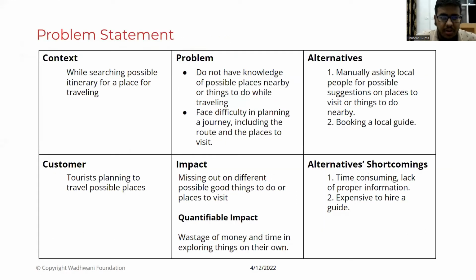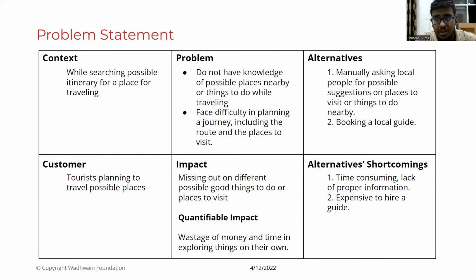The problem statement for our startup is that while searching possible itineraries for a place, the tourists who are planning to travel don't have the knowledge of what places they can visit or what things they can do while traveling. They also face problems while planning the journey. The route and the places to visit are major problems. As a result, they miss out on different possible places to go or good things to do while traveling, and this often leads to wastage of money and time.